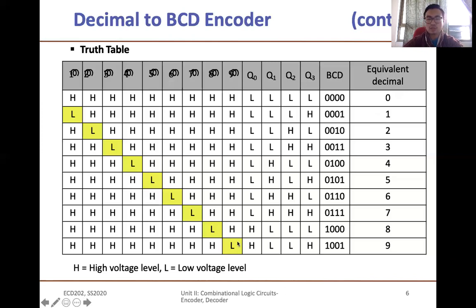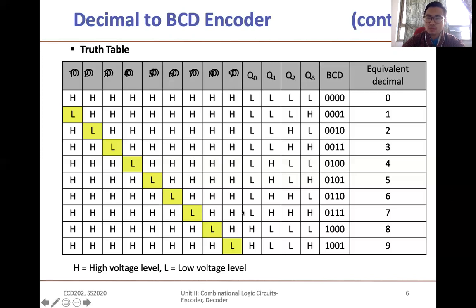Similarly, if you look at 9, when you turn on the switch at 9, the outputs that turn on will be Q3 and Q0. So therefore they are high, rest 0. So therefore 1001, which is equivalent to decimal number 9.